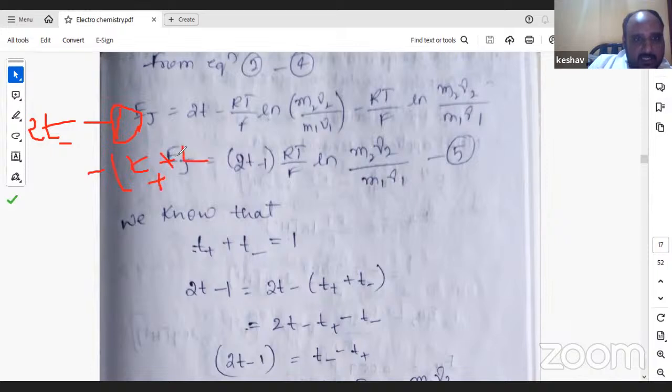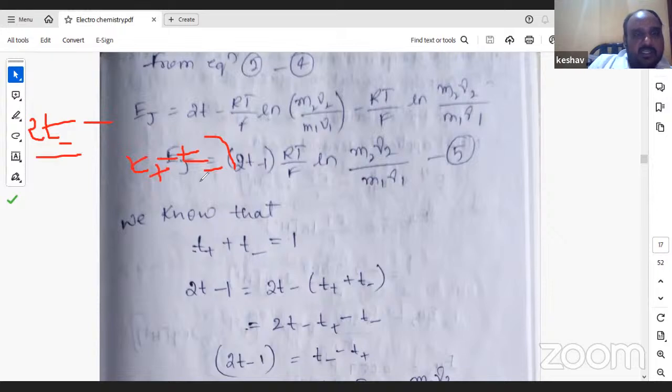T plus, t minus. If we apply minus to this, minus t plus and minus t minus, what will we get? So we'll get a minus by applying minus. So this is the t minus t plus and minus t minus.